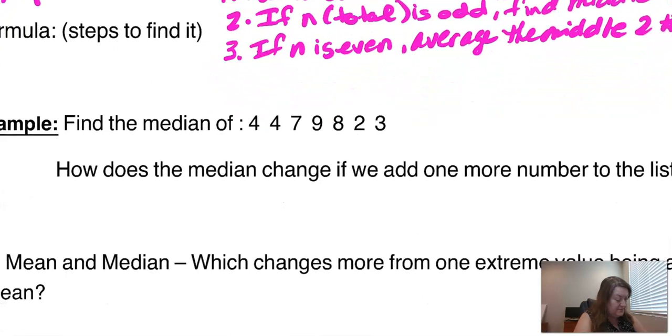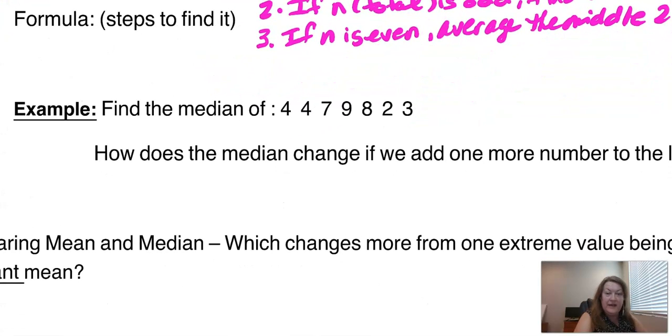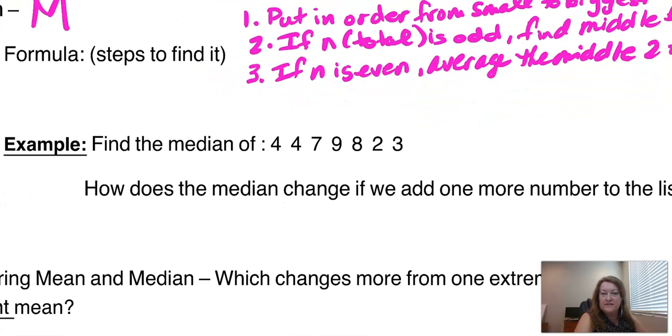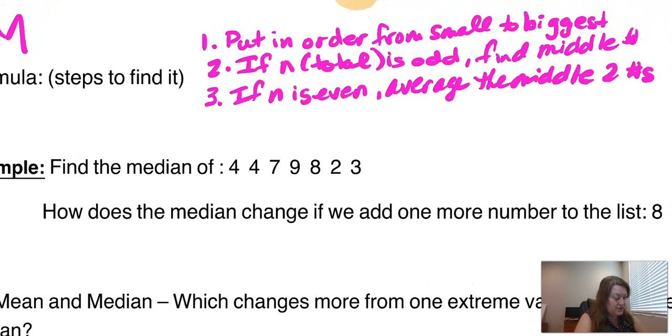So let's give an example. Here's our example. We have a 4, a 4, a 7, a 9, an 8, a 2, and a 3. Let's go ahead and put them in order first. So that is going to be 2, 3, 4, 4 again, 7, 8, and 9. And then off to the side, I'm going to count up how many there are. That is 7, so n is 7. If I want to find the middle, I have to find the middle of 7.